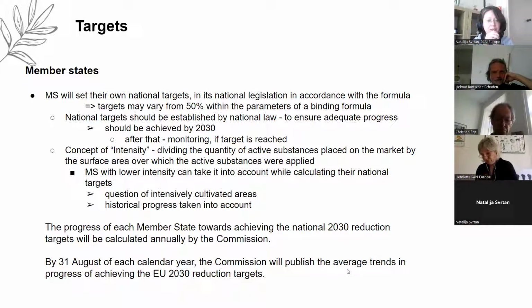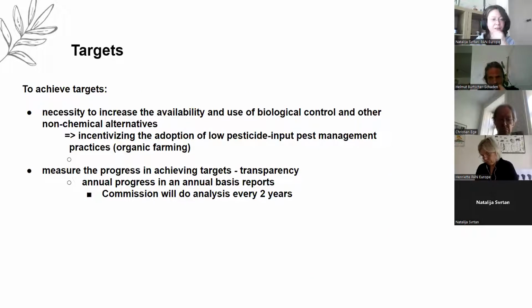So the progress of the member states in achieving these national targets will be calculated annually, by the data provided to the Commission, and the Commission will calculate the progress. The Commission will publish this data by 31st August of each calendar year. And I'm not sure how it will be done. I need to read more about it, and I need to study the annexes. This is all I read about calculation. I hope I will have it ready for our next meeting.